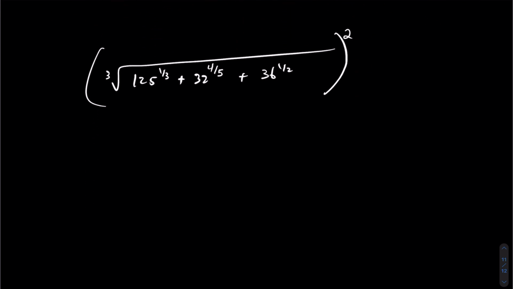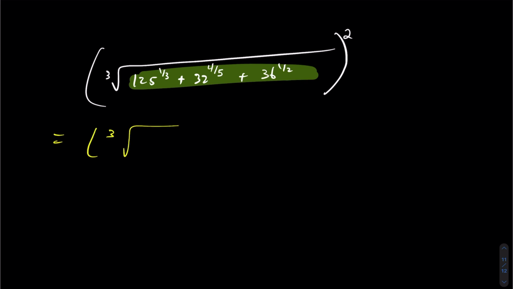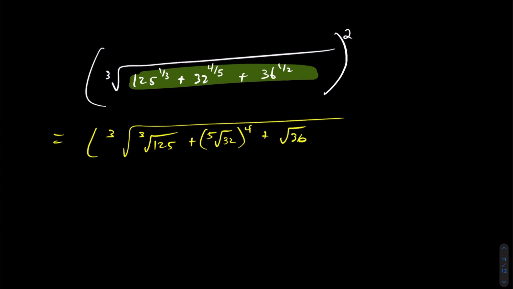All right, last question here. Again, a big simplification going on here. Using your BEDMAS first, so we're focusing all our attention on that. So I'm going to write everything else back down. So this is going to be the third root of 125. Here we're taking the fifth root of 32, and then I'm going to do that power 4 afterwards, plus the square root of 36, close the brackets, and square the result.